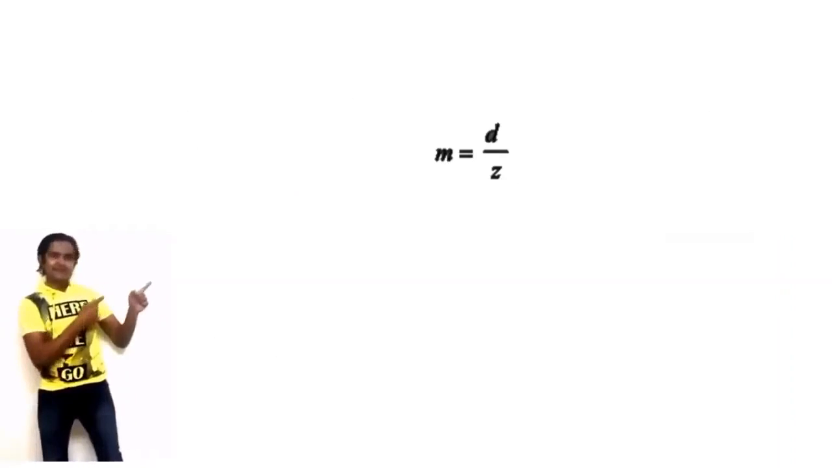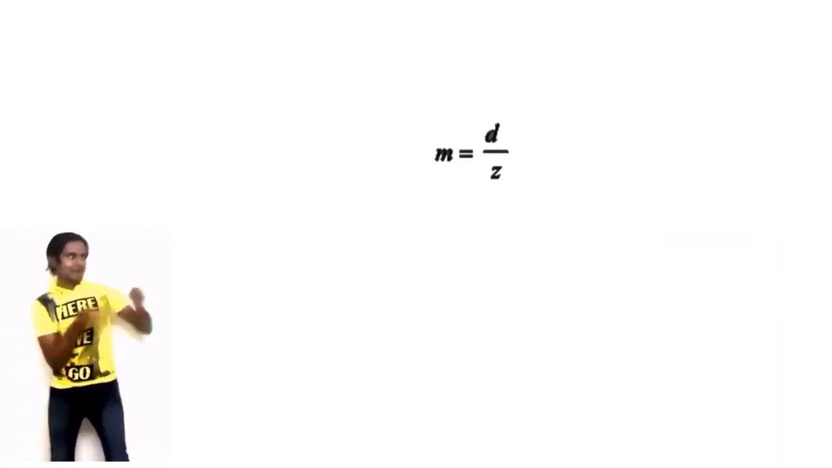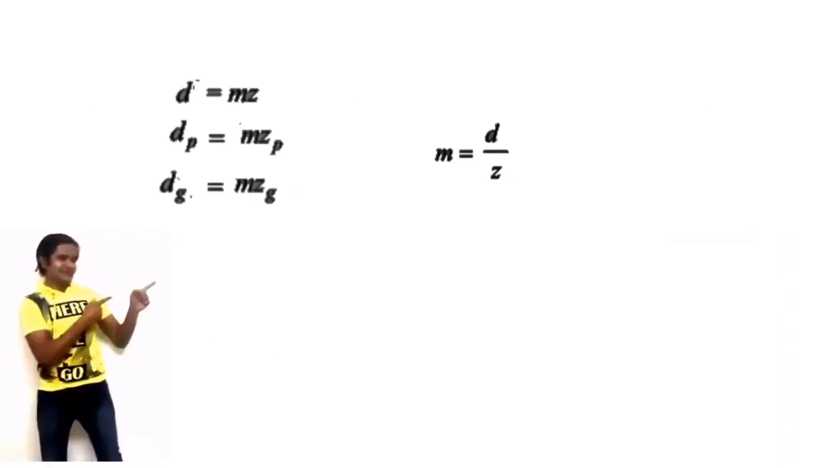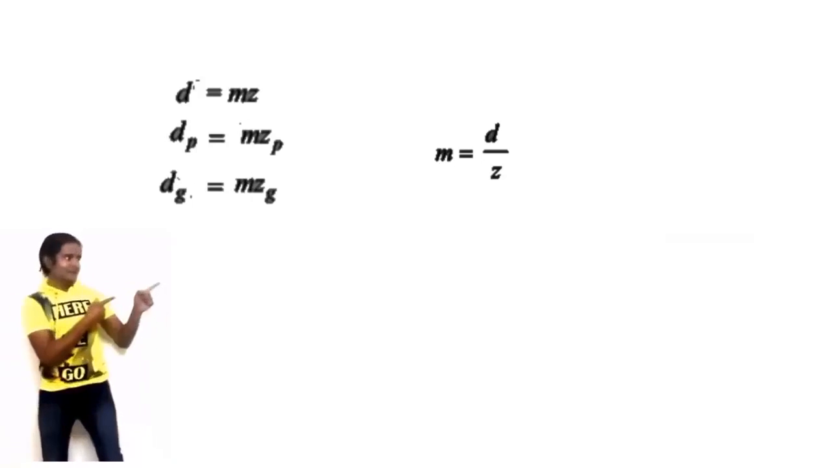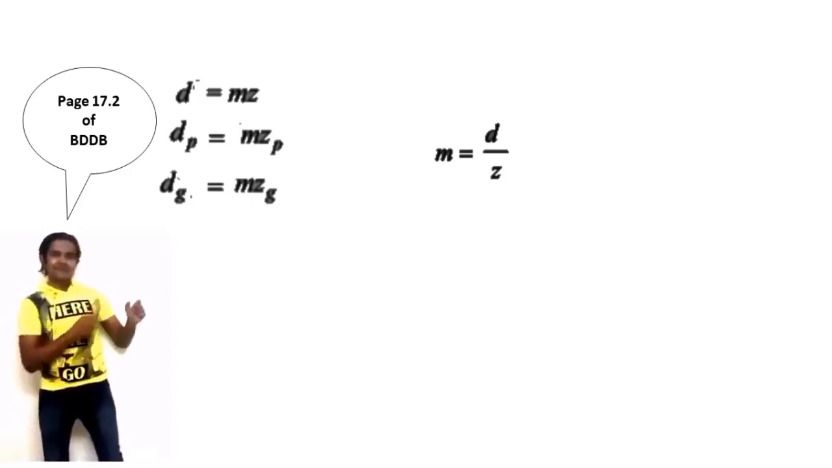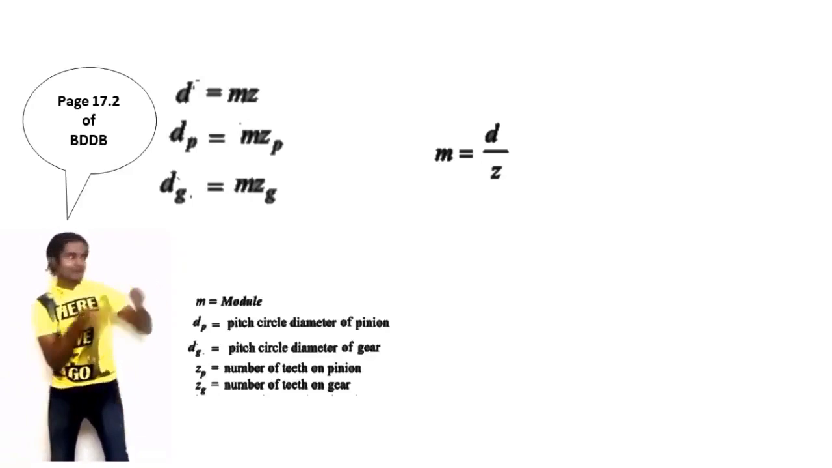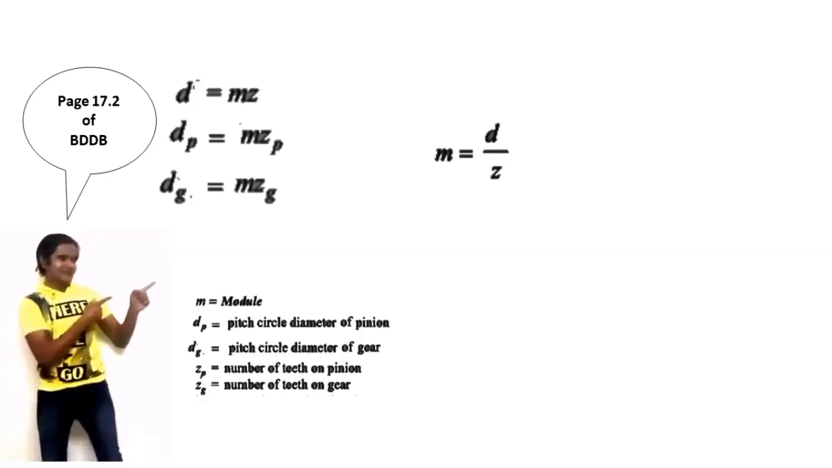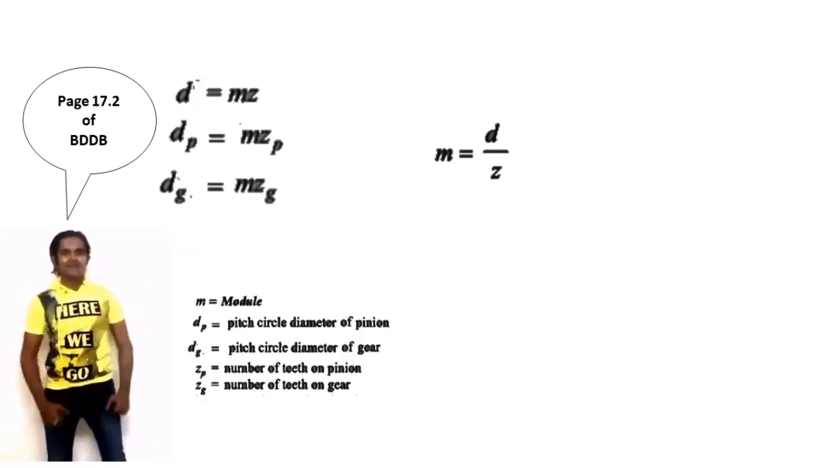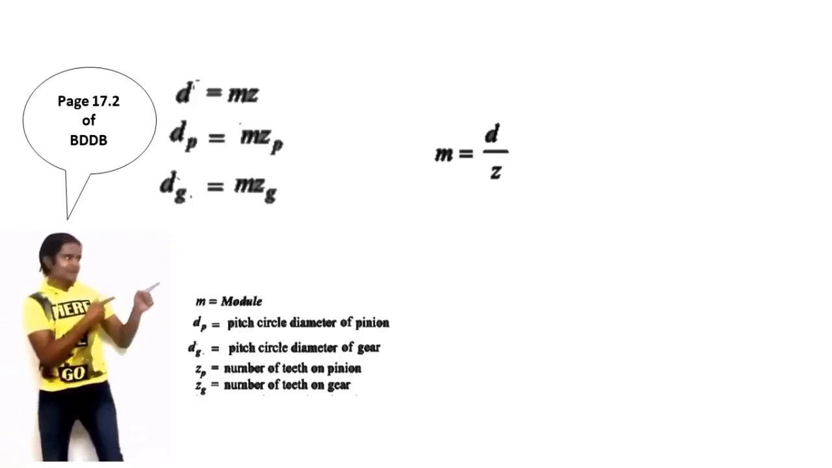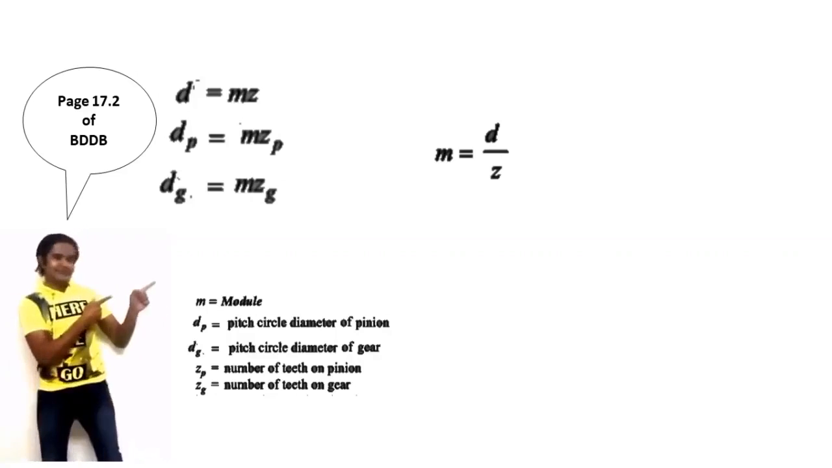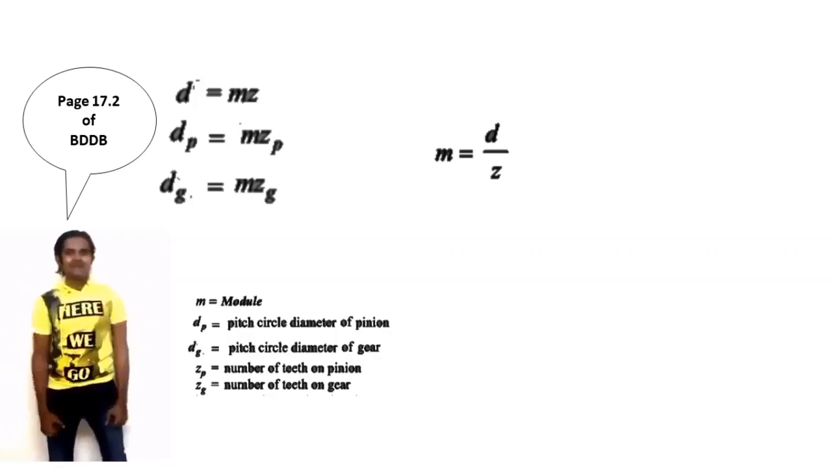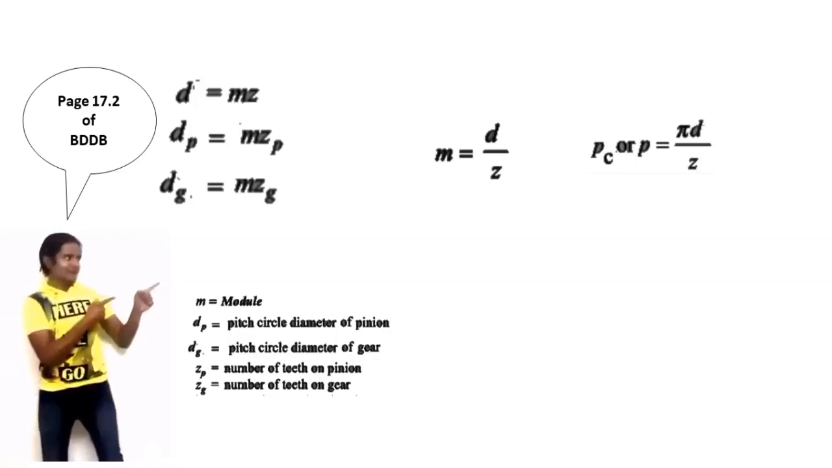M is D upon Z. Module is pitch circle diameter D upon number of teeth Z. So if I cross multiply M into Z, I'll find D. So D is M into Z. For pinion, the formula will become DP, pitch circle diameter of pinion, is module into ZP, number of teeth on pinion. And for gear, I have to use the formula DG is M ZG, where DG is the pitch circle diameter of gear, ZG is the number of teeth on gear. You can find this formula on page number 17.12 of Bhandari design data book.